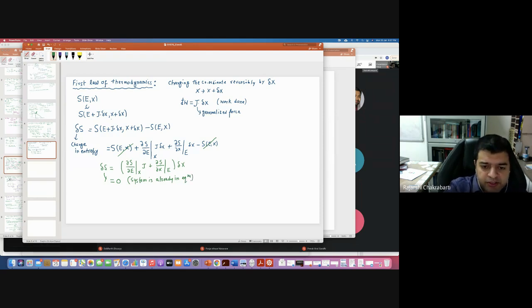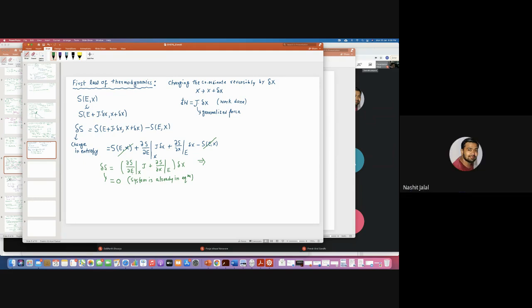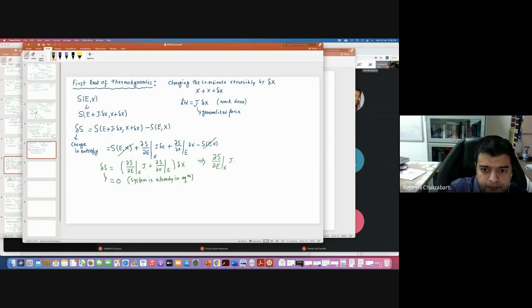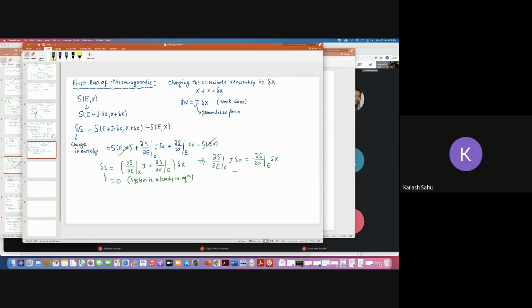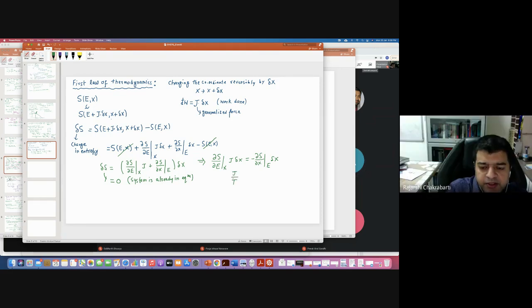Okay, so if delta S is 0, then what do I get here? You remember what is del S del E? Achha, let me write down del S, 1 over temperature. So this is the condition, no? So what is this del S del E? 1 by T. 1 over temperature. Basically, I can write J by T minus J by T is equal to. Are you fine with it?